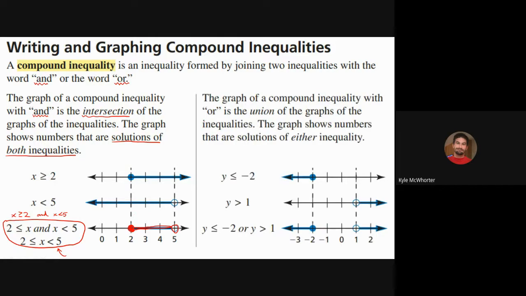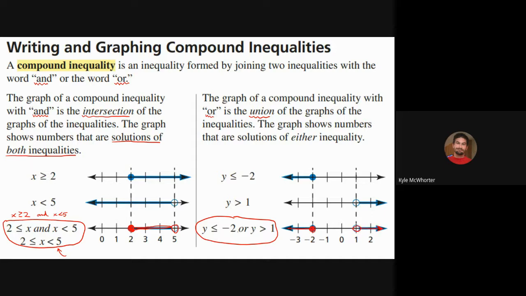Then we have "or," which is the union of the two graphs. So if you have y is less than or equal to -2, that looks like this, a solid circle at -2, arrow to the left. If you have just y greater than 1, that's open circle, arrow to the right. If you have y is less than or equal to -2 or y is greater than or equal to 1, then the solutions to this compound inequality are either over here or over there.